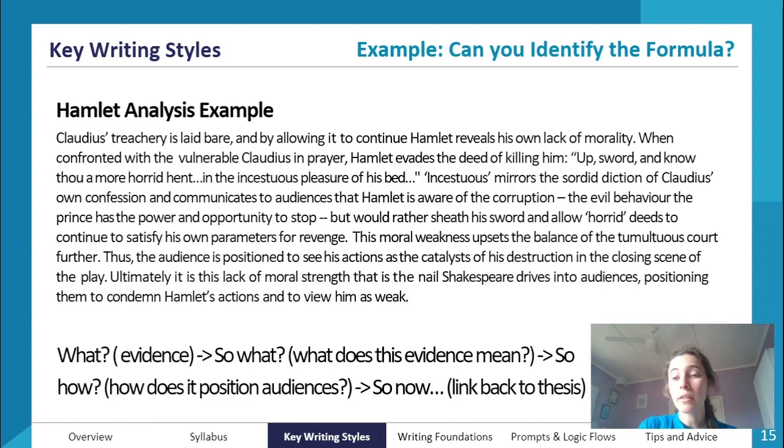In this case, we've got a colon to introduce the quote that then follows. And the other option, aside from a colon, is if you were to word it with this person says this, then you could do that without a colon. All just one sentence. So Hamlet evades the deed of killing him, stating "up sword," etc. So always avoid having quotes as sentences by themselves. Try to introduce them in a way that makes it clearer for the reader and shows your knowledge of the context.